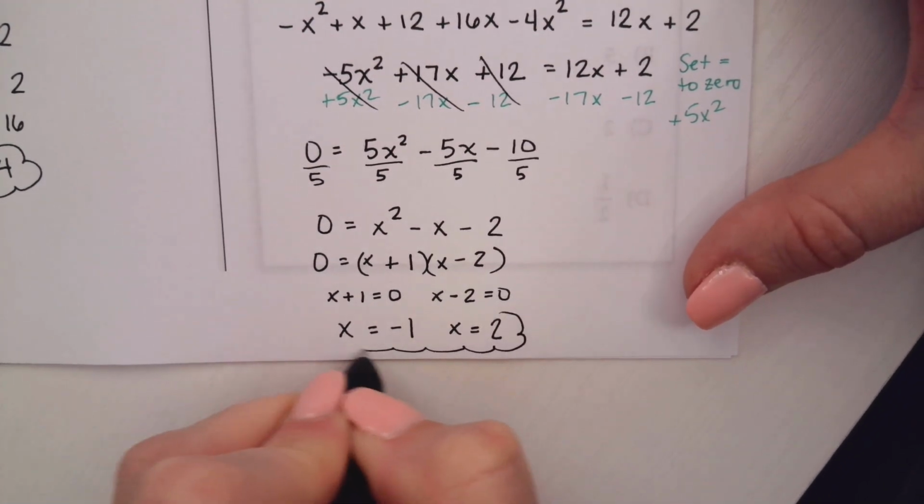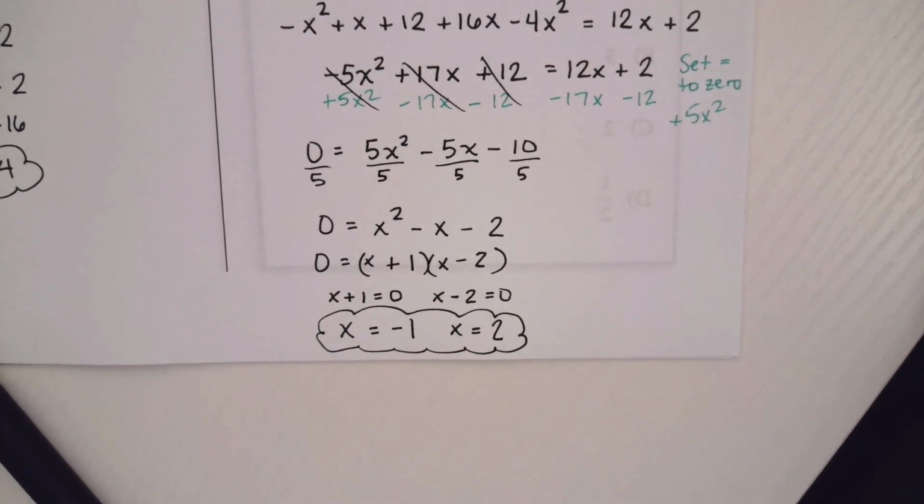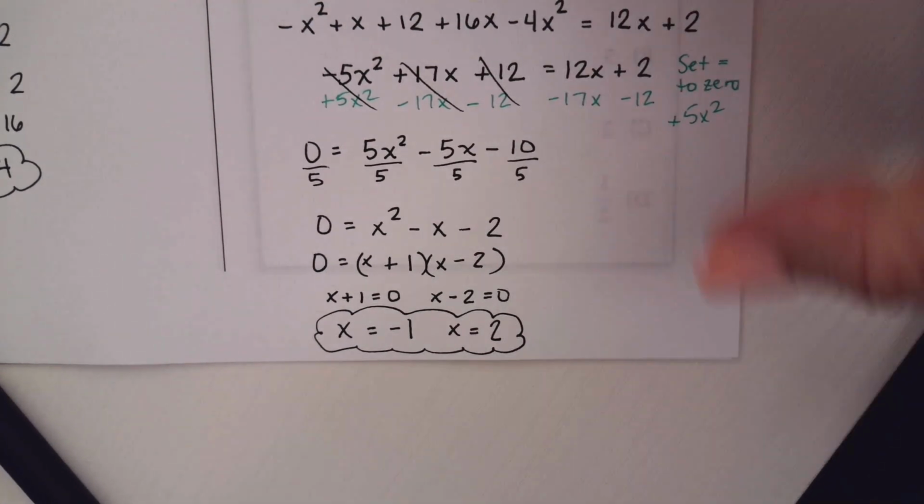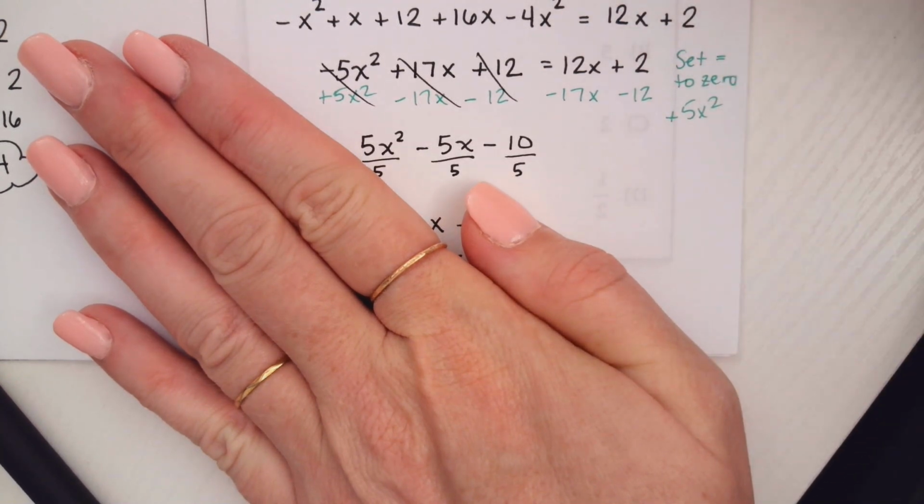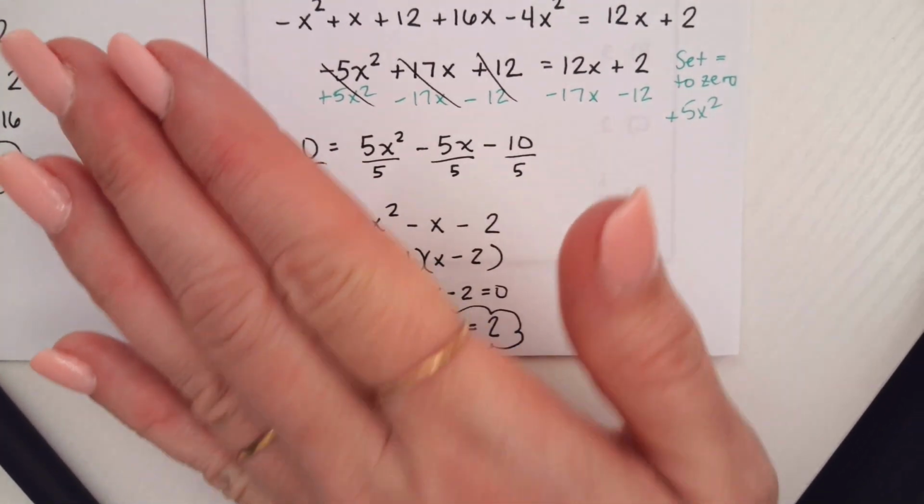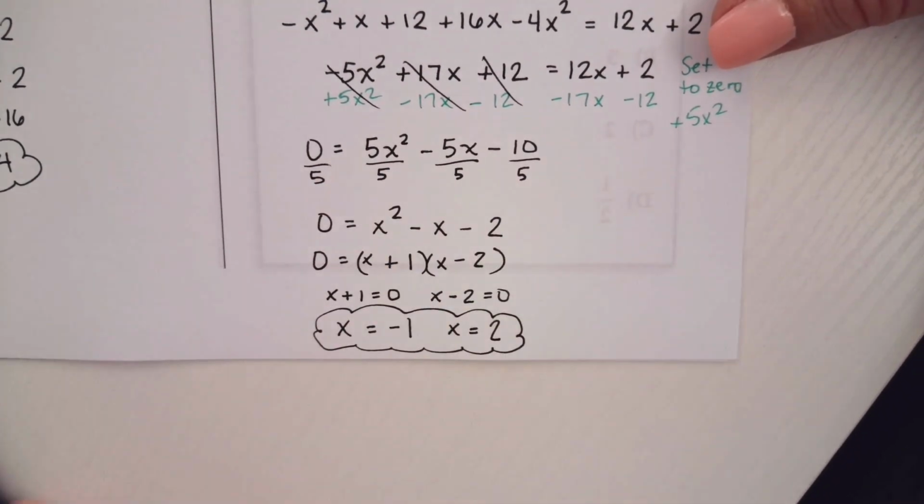Wait, but what happens to the 5? Isn't it still there? No, we divided by it. It's gone. No, this is important. Thanks. If it was just 5x squared and you didn't have an equals 0, then you could just bring it down, I guess. But since we weren't just factoring, we were solving, we were allowed to just divide by it and let it go away.